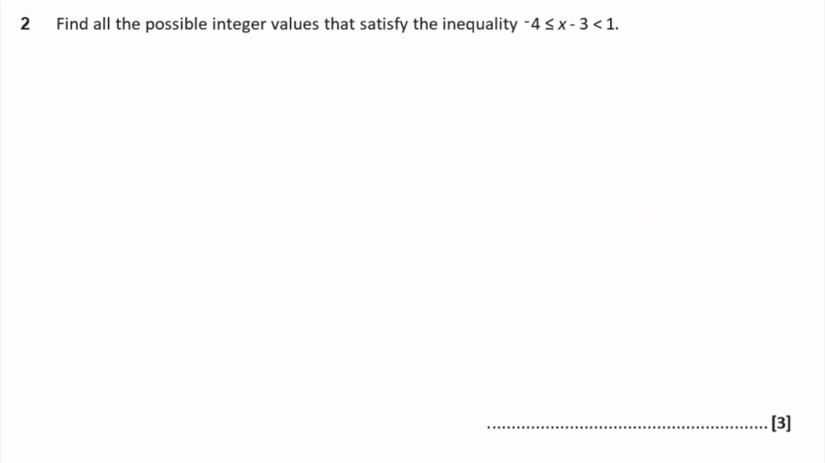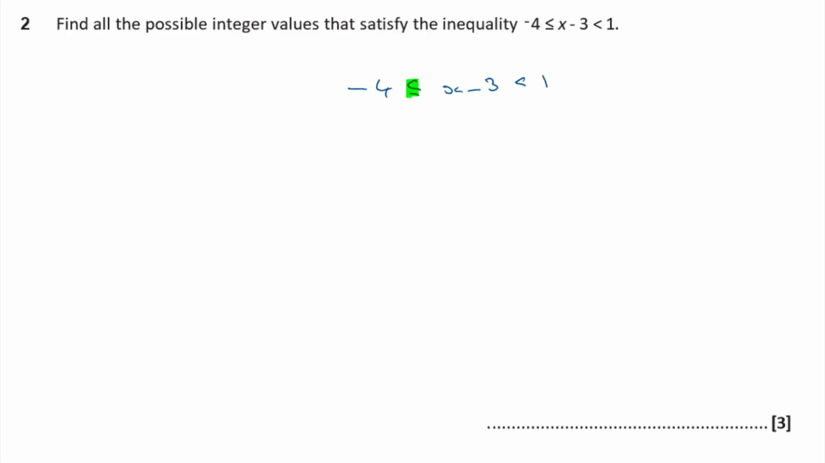Question 2. Find all the possible integer values that satisfy the inequality -4 is less than or equal to x minus 3, which is less than 1. Okay. Right, now we can deal with these very similar to how we do with equations, where as long as we do the same thing to both sides, it stays balanced.